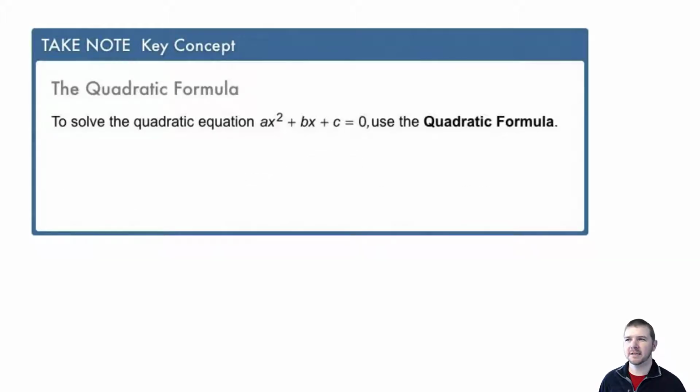Take note, key concept, the quadratic formula. To solve the quadratic equation ax squared plus bx plus c equals 0, use the quadratic formula. The quadratic formula states x equals negative b plus or minus the square root of b squared minus 4ac all over 2a.